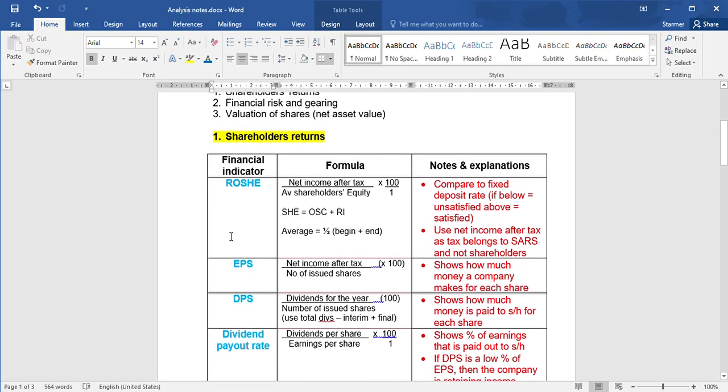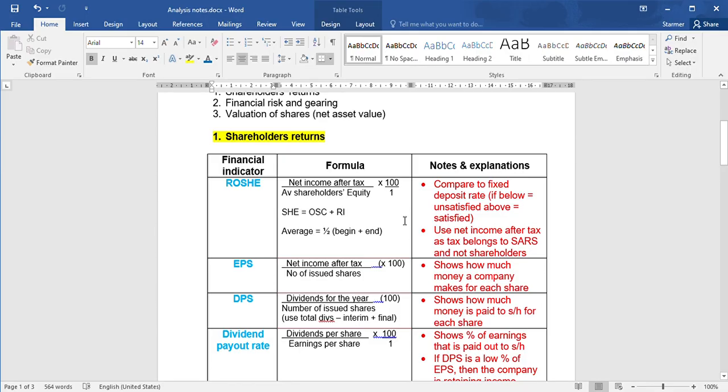The first one here is return on shareholders' equity. Now remember that shareholders' equity is your ordinary share capital plus your retained income. And when we use this formula, we want average shareholders' equity in the denominator. To get your average, you are averaging your beginning plus the end, so it's half of beginning plus the end. Net income after tax is used here. The reason why you're using net income after tax is because tax belongs to SARS and not to the shareholders.